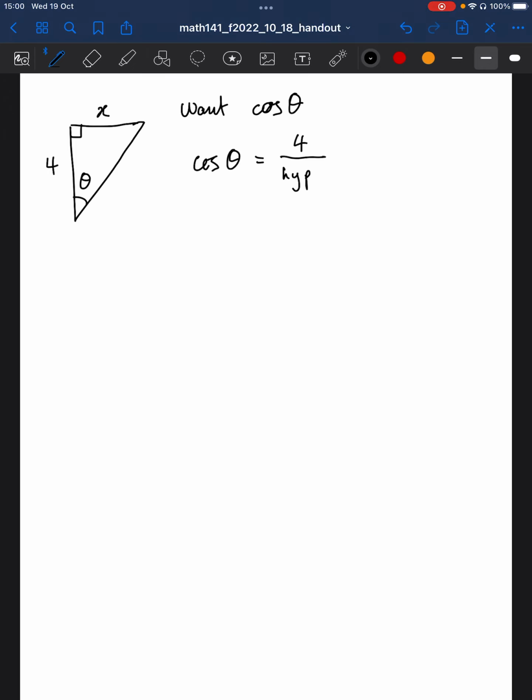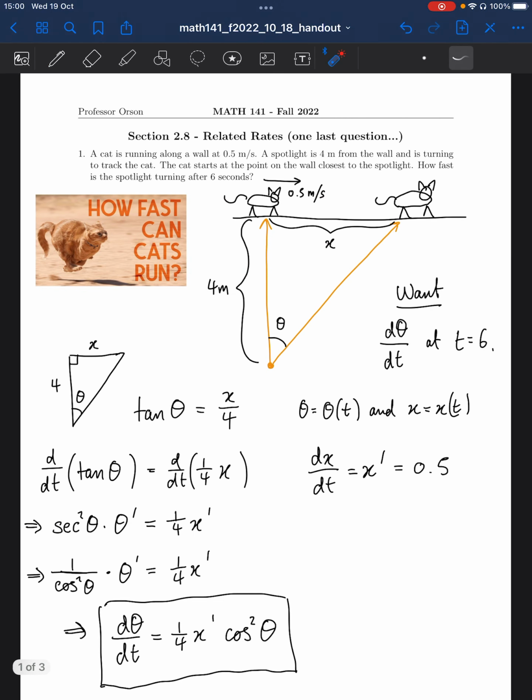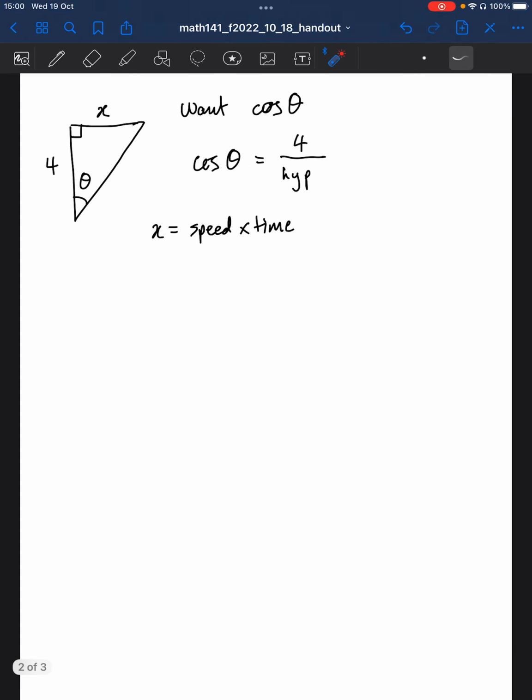So we need to work out the hypotenuse, but in fact, to work out the hypotenuse, we also need to work out x. But x is just given by the speed times the time. Remember that x is just how far the cat's run. So what was the time that we're interested in? It was t equals 6. So it should be speed, which was 0.5 times 6. So we're going to get 3. So actually, x is going to be 3. And this is a classic 3, 4, 5 triangle. So I know that the answer here is 5.